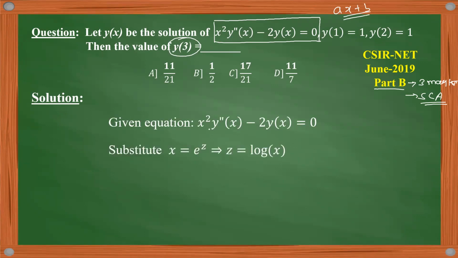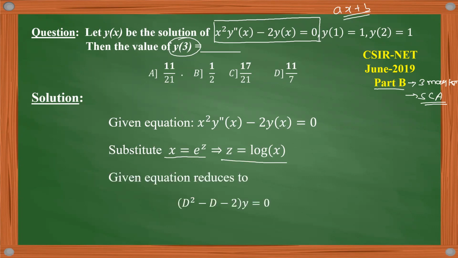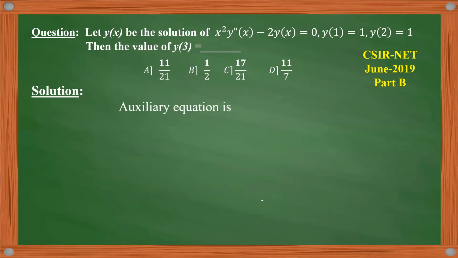Now we need to make the substitution x is equal to e power z, so our z is equal to log of x. Now just rewrite the equation accordingly. Our equation will reduce to (D square minus D minus 2) y is equal to 0. So this is our linear differential equation with constant coefficients. We will find its complementary function and its particular integral.